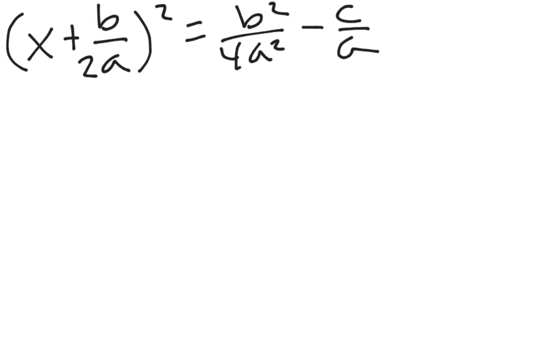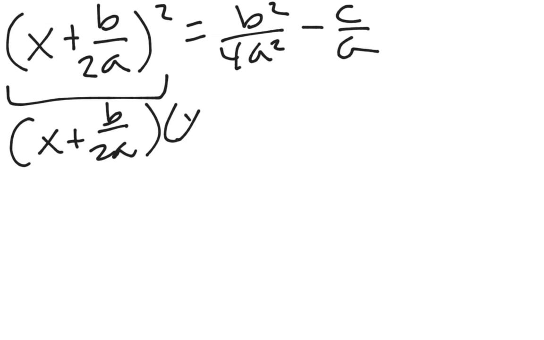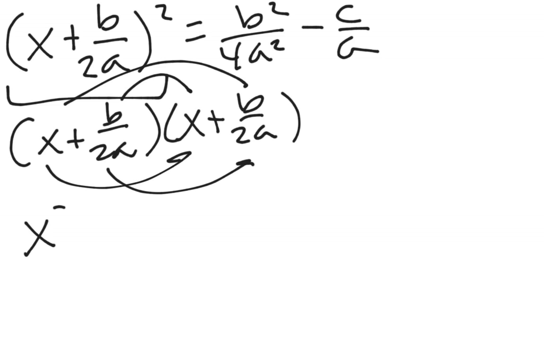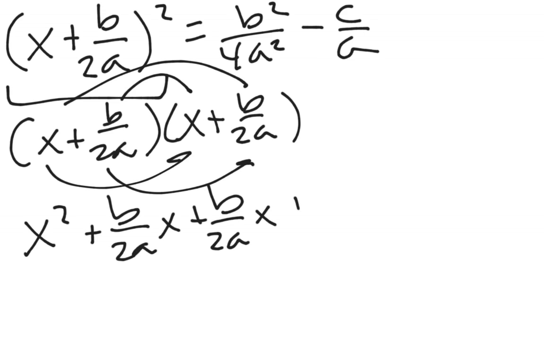So here I've rewritten what I ended up with on the last page, and I just want to prove to you that this is still the same, even though it looks very different. I'm going to start by foiling my binomial here. So this is x plus b over 2a times x plus b over 2a. And I'm going to use FOIL to get x squared plus b over 2ax plus b over 2ax plus b squared over 4a.